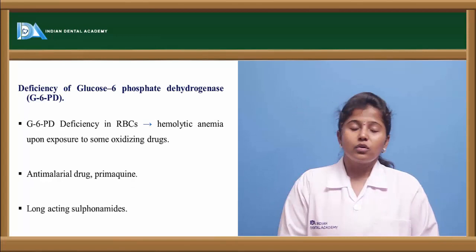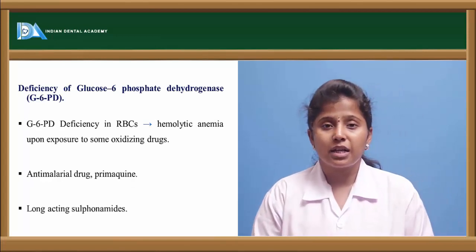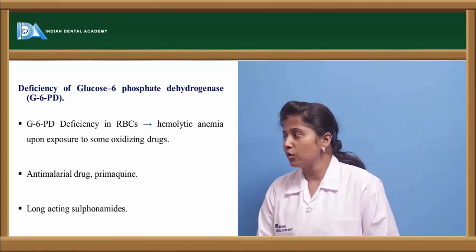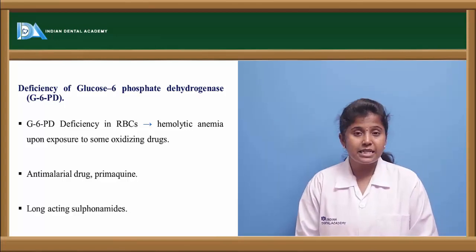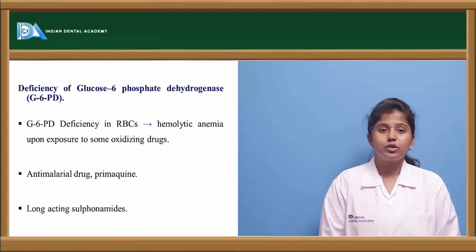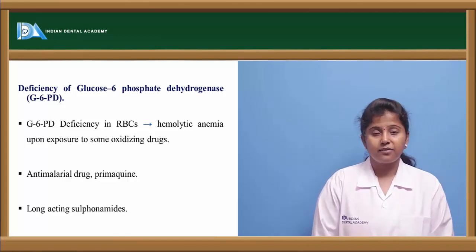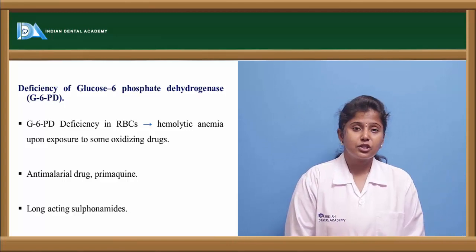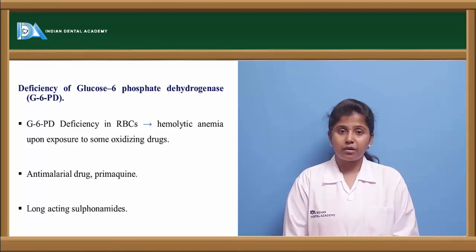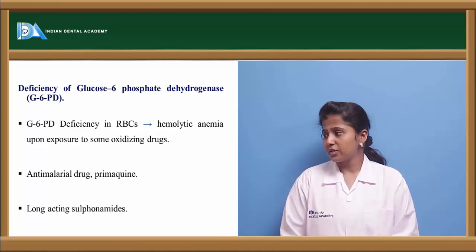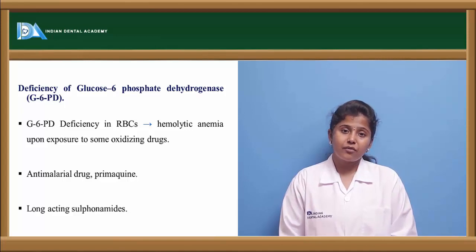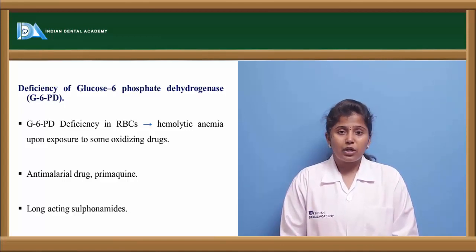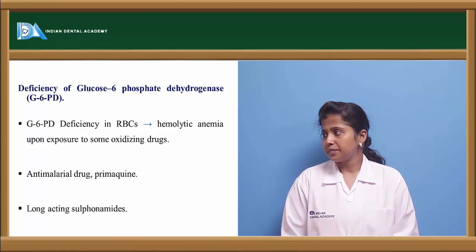The other one is deficiency of the glucose 6 phosphate dehydrogenase enzyme. If the glucose 6 phosphate dehydrogenase enzyme is deficient, that leads to the hemolysis of the RBC. For example, if a person has a deficiency of this enzyme and takes the drug primaquine, that leads to an adverse drug reaction called hemolysis of the RBC. Even the long-acting sulfonamides can cause hemolysis of RBC in this condition.